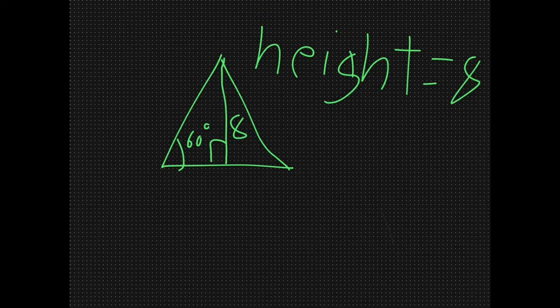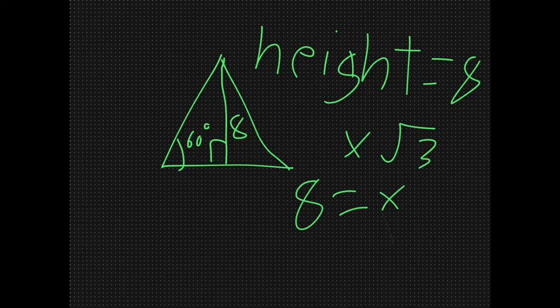Opposing the 60 degrees, because we know about special right triangles, is always x root 3. So 8 must be equal to x root 3. And just so you know, opposing 30 degrees is x, and opposing the 90 degrees is 2x.